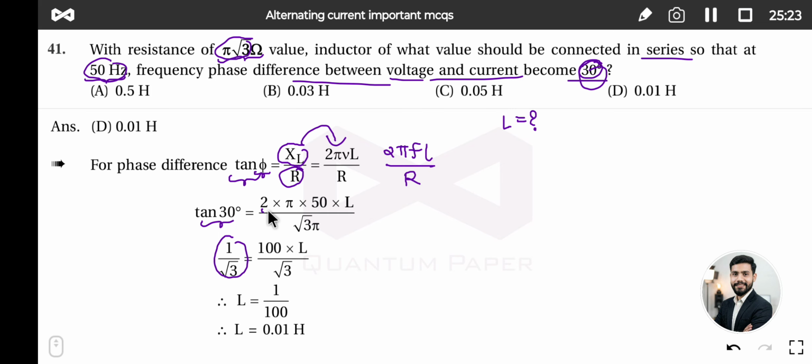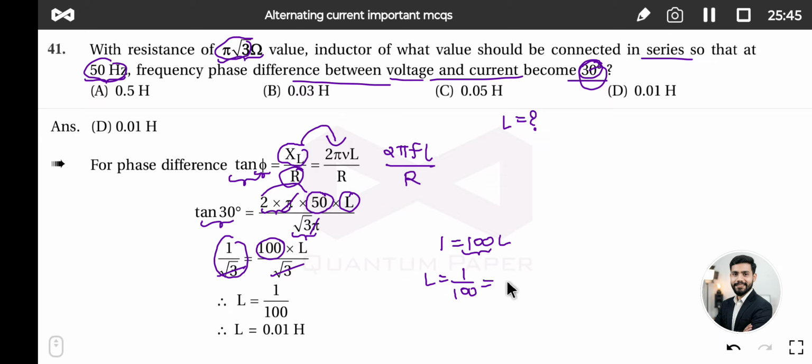So 2 into pi, f means frequency, which is given 50, L we have to find, resistance is given root 3 pi. This pi and pi will get cancelled, and from both sides root 3 will get cancelled. 2 into 50 is 100. So 1 is equal to 100 L. This 100 goes in the denominator, so L is equal to 1 by 100, which is 10 raised to minus 2. So 10 raised to minus 2 is nothing but 0.01 Henry. So the correct answer is D, 0.01.